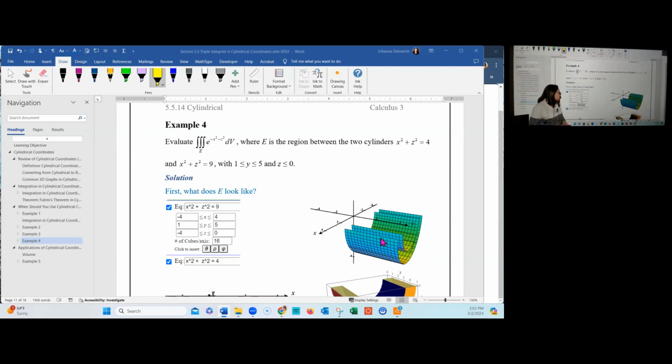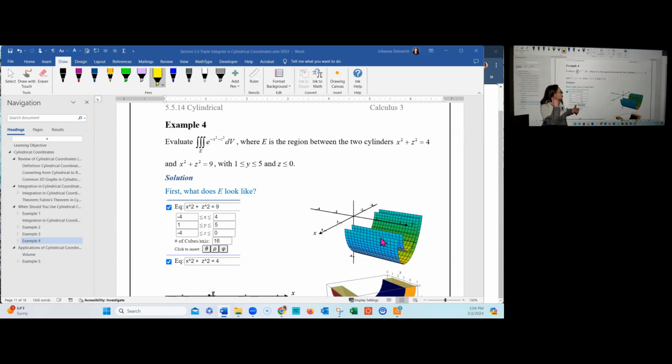When we plot this on CalcPlot 3D, we can get what amount to two half cylinders. X squared plus z squared equals 4 is a circular cylinder of radius 2, and x squared plus z squared equals 9 is a circular cylinder of radius 3. Both cylinders are symmetric around the y-axis. So we'll get our projection into the xz plane. This means we'll need to integrate with respect to y first.